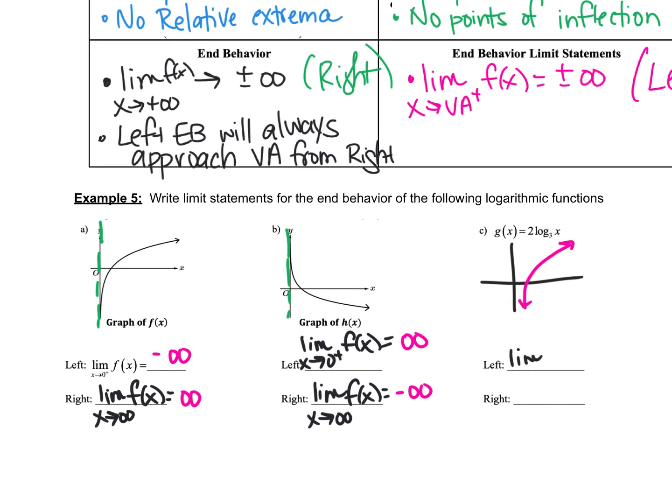So the limit as x approaches 0 from the right, oh, that's g of x, not f, sorry. It's going to equal negative infinity, and the limit as x approaches infinity of g of x is going to be positive infinity. Okay, so question about end behavior.